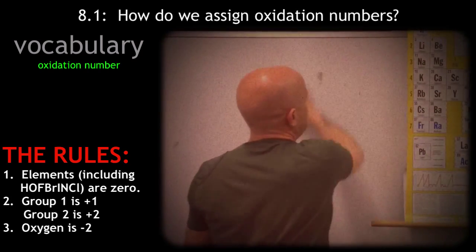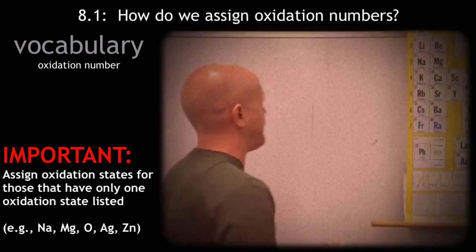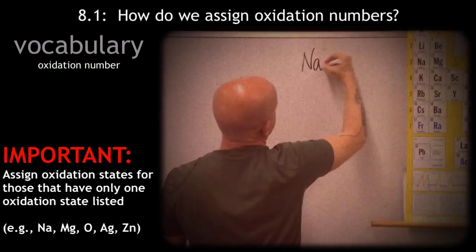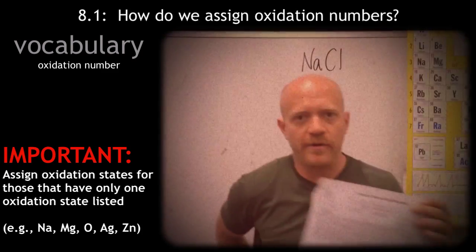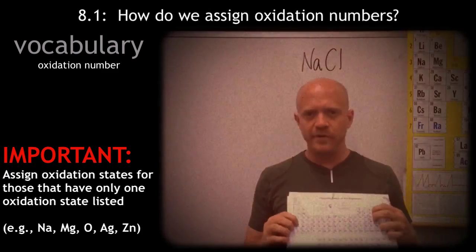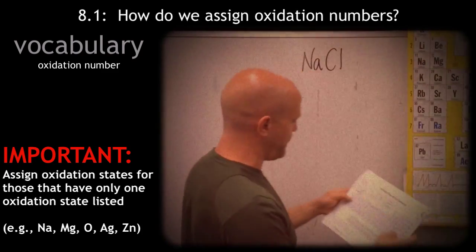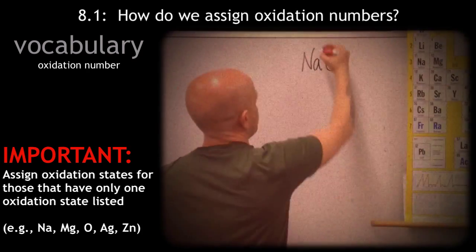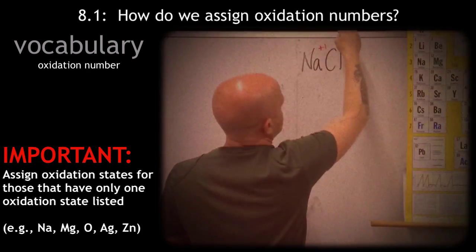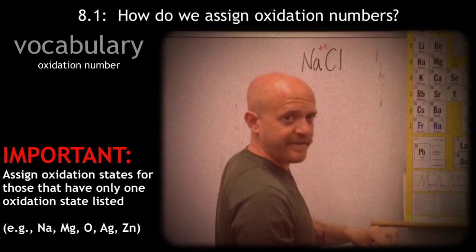Let's look at a few different examples. We're going to start easy and get a little bit more complicated. First of all, sodium chloride. Sodium is in group 1. Chlorine is in group 17. If you look at sodium, its oxidation state is only +1. Now you're going to write a plus and a 1 just to indicate that it is positive and the quantity.